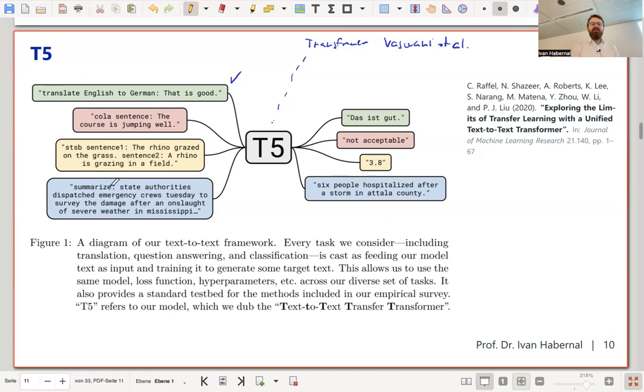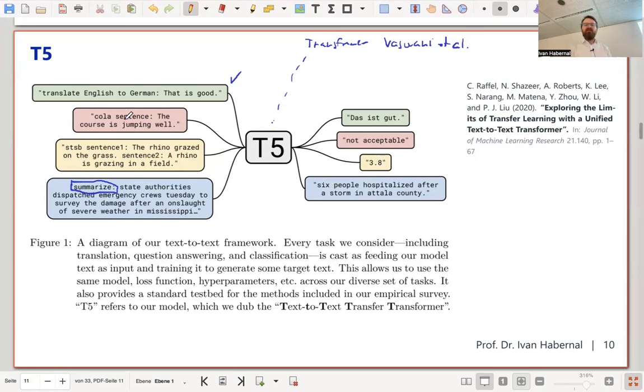Another task here is summarization. For example, you say summarize, and then the input is like, state authorities dispatch emergency, blah, blah, blah. And the summarization should be: 6 people hospitalized after a storm in Atala County. So the task is summarize. Do it for me, please. And the model should learn not only to understand what the task is, but to do the task. This is easy. This is text in, text out, so there's no surprise. Text in and numbers out is interesting, but it works as well.